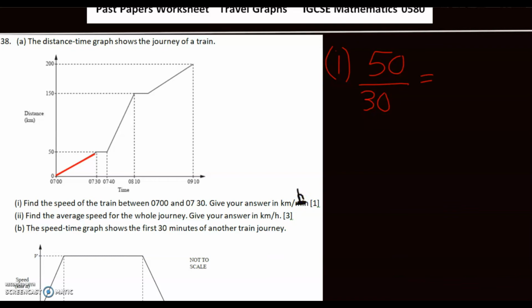So we need to change the 30 minutes in the denominator into hours. So we divide it with 60 and this would give us 100 as the final answer. Divided by 60, enter this whole fraction into the calculator, we will get 100, which is the correct answer for part 1. Part 2, find the average speed for the whole journey, give your answer in kilometers per hour.